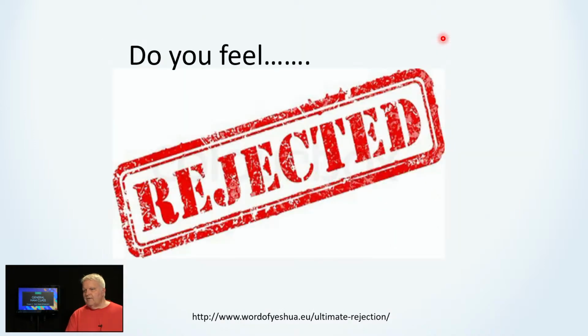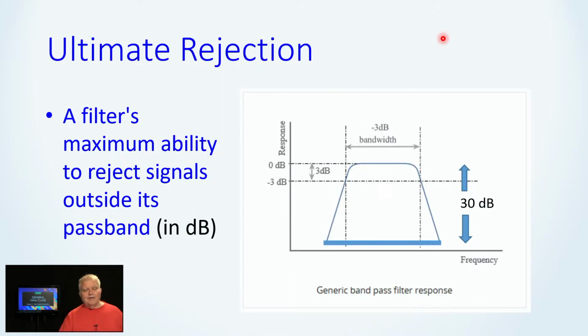Oh boy, there's a lot of stuff here. You're starting to feel rejected. A filter has a characteristic called ultimate rejection. It's a filter's maximum ability to reject signals outside its pass band. So for this one here, we would say from the signal level here down to the rejected point, that's 30 dB. So this filter has an ultimate rejection figure of 30 dB.